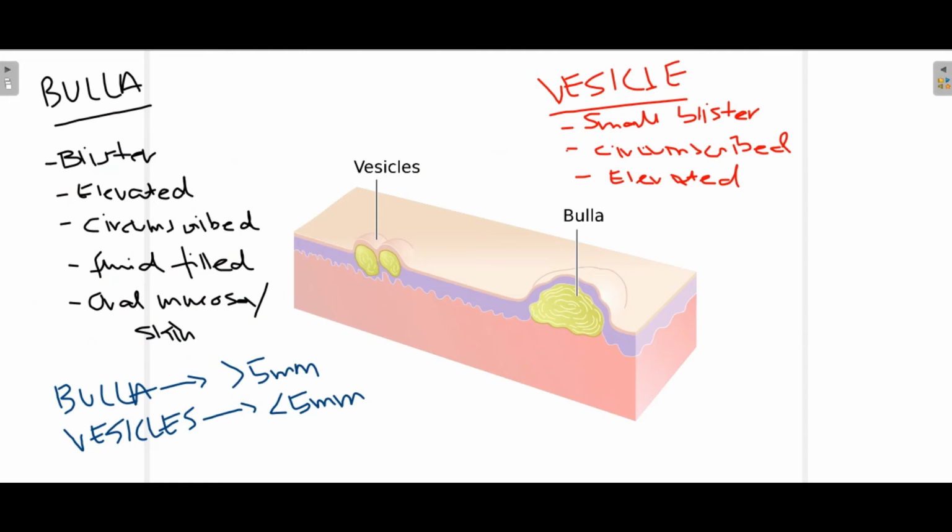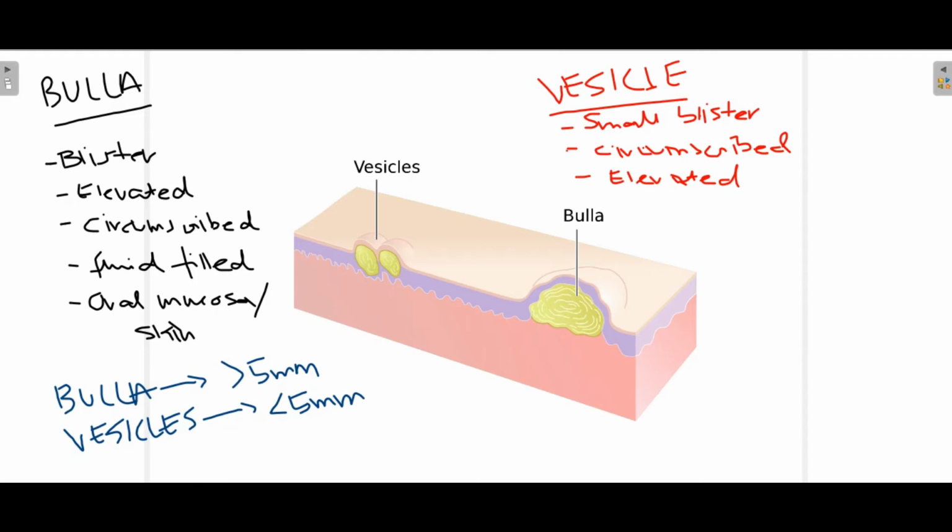Firstly, talking about bulla and vesicle, these two terminologies are used side by side and there is a little difference between them, and most of us get confused when talking about them. Firstly, bulla is a blister. Blister means there is some sort of fluid present in a cavity. It is also elevated. You can see in this diagram how this cavity is filled with liquid. It's also circumscribed, because the shape is well defined, and this bulla can be present either in the skin or in the oral cavity.